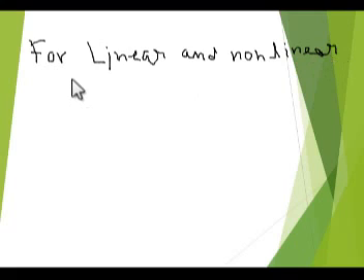For linear and non-linear partial differential equations, the first way is the Lagrange method. So first, let me describe what the Lagrange method is.